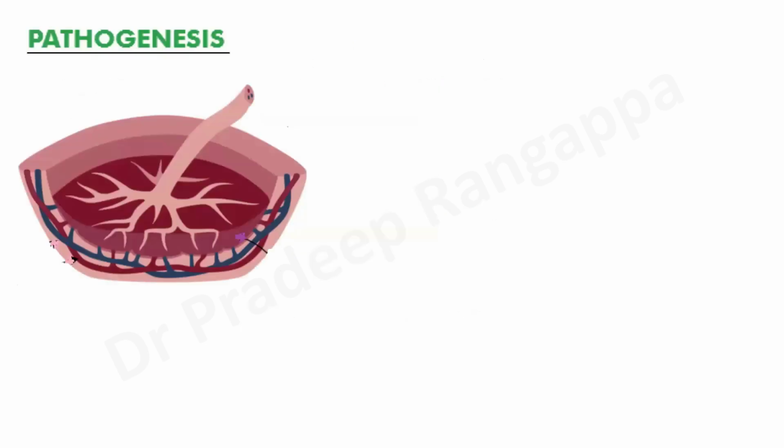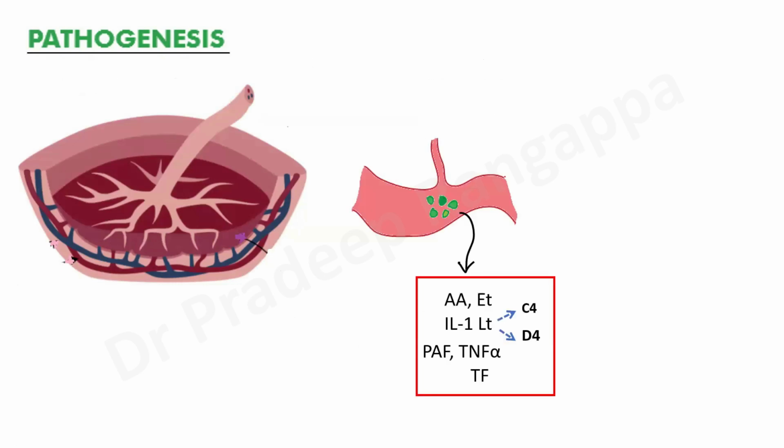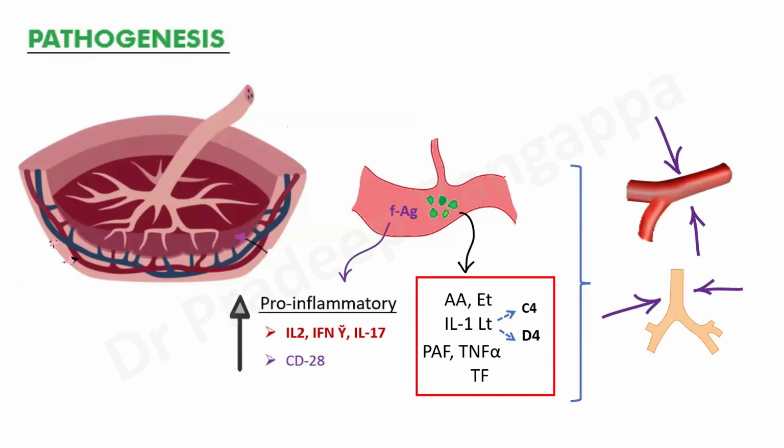Now the pathogenesis of amniotic fluid embolism. Usually you have this when there is abruptio placenta or placenta previa. There are a lot of fetal antigens or toxins which lead to production of leukotrienes and cytokine release, like arachidonic acid, endotoxins, interleukin-1, leukotrienes, platelet activating factor, TNF alpha. Basically there is a cytokine storm with release of a lot of cytokines and interleukins, which leads to extensive vasoconstriction and bronchospasm. The fetal antigen present within the placenta can lead to extensive production of pro-inflammatory cytokines like interleukin-2, interferon, IL-17, and CD28. All these lead to devastating complications.